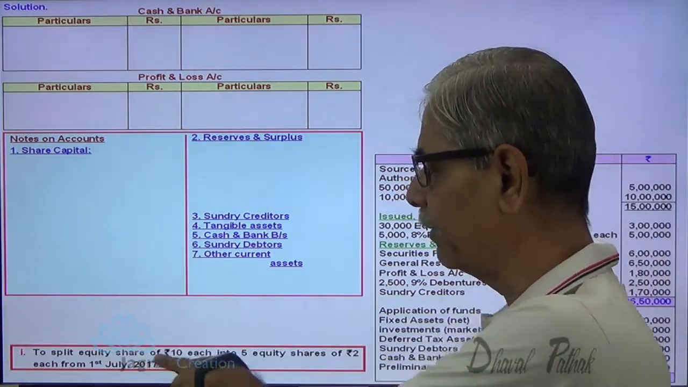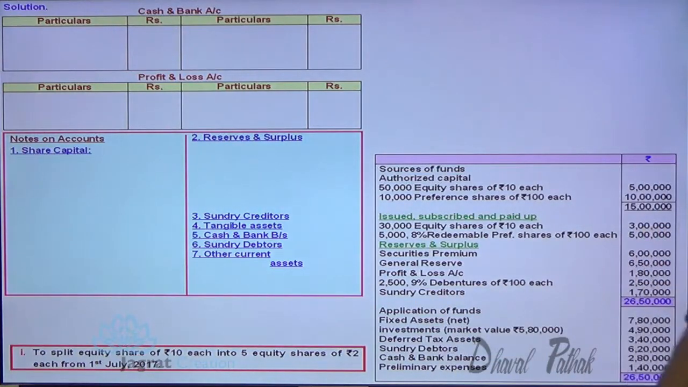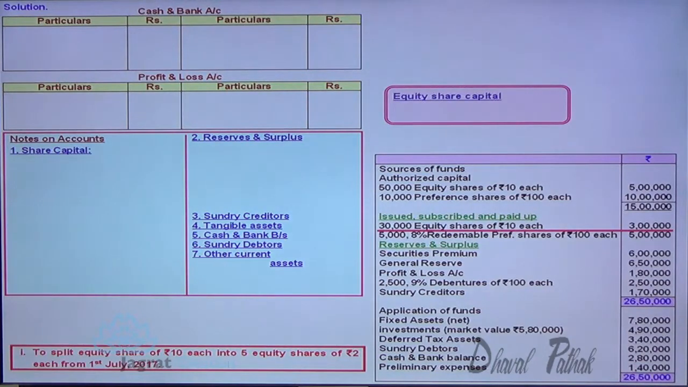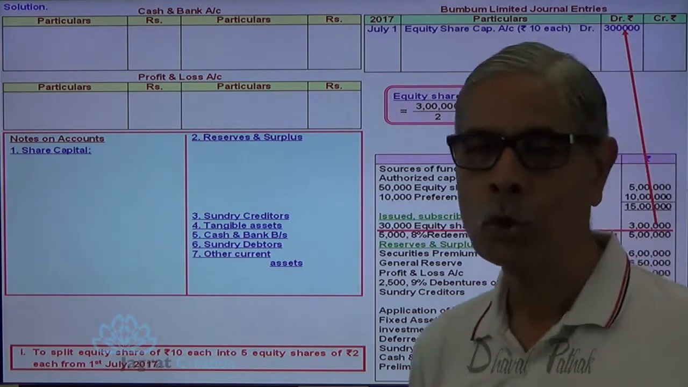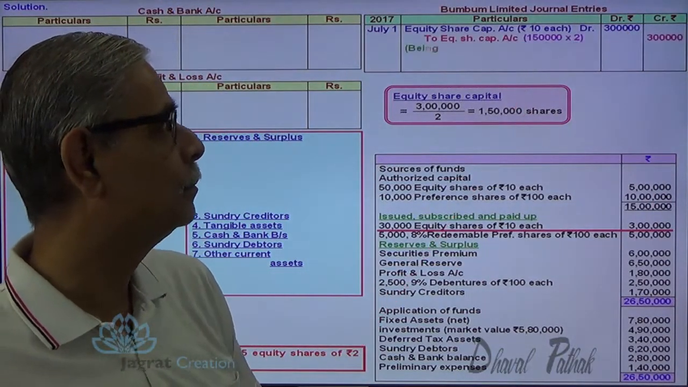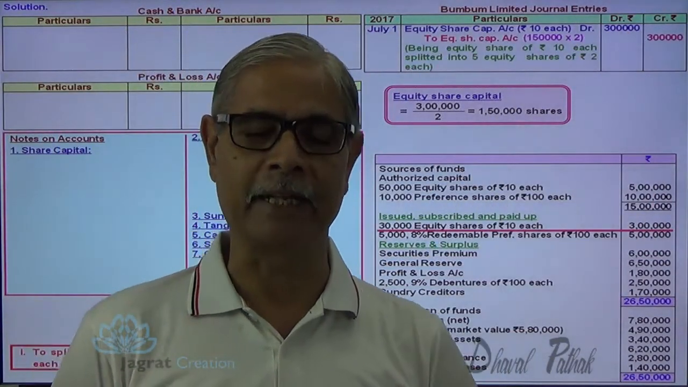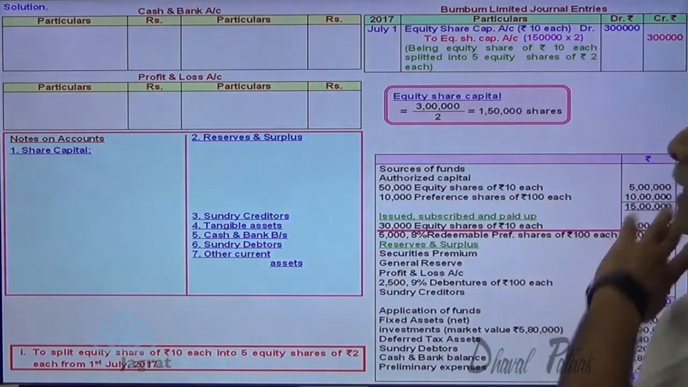First transaction: split equity shares of 10 each into 5 equity shares of rupees 2 each. The equity share capital is how much? 3 lakhs. So 3 lakhs equity share capital divided into shares of rupees 2 each. So the number of shares is 1,50,000. What is the journal entry? Equity share capital rupees 10 account debit, to equity share capital rupees 2 account credit, same amount. Being equity shares of 10 split into 5 equity shares of rupees 2 each. This is how the journal entry is recorded.